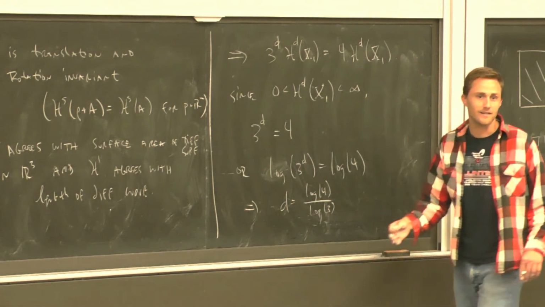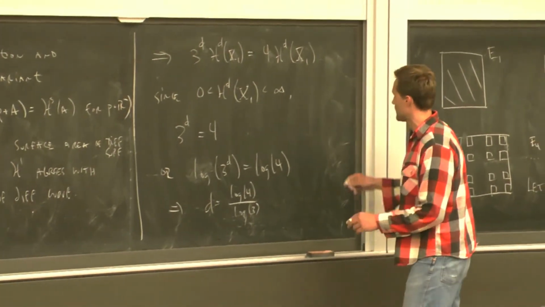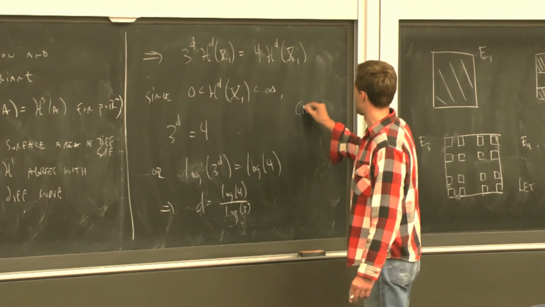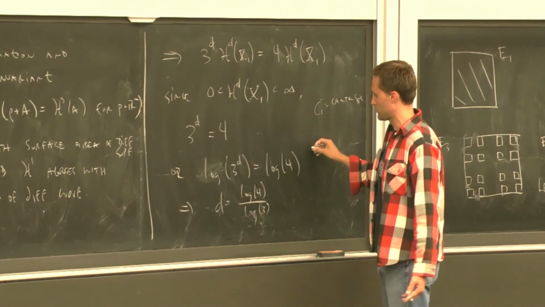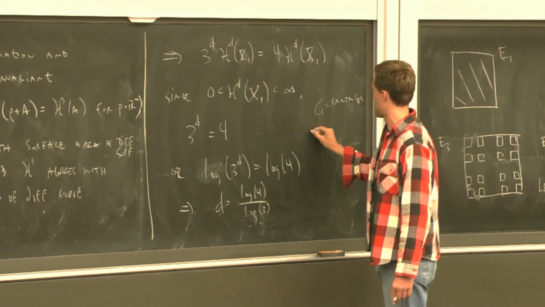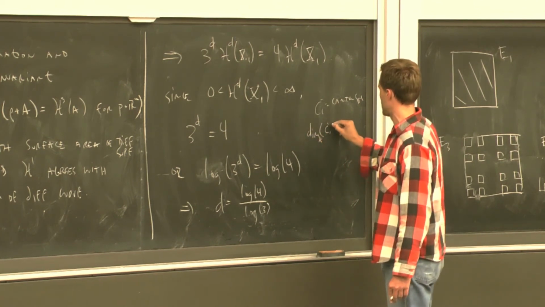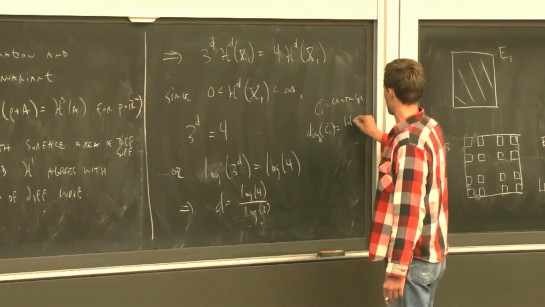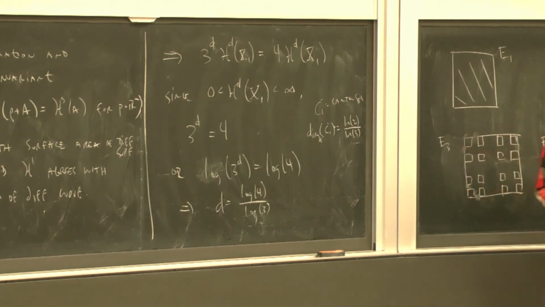Right? Exactly. So you do this exact same thing for the Cantor set. So C is the Cantor set, and you'll get the Hausdorff dimension of the Cantor set. This is equal to the natural log of 2 over the natural log of 3. And that's the exact same thing.